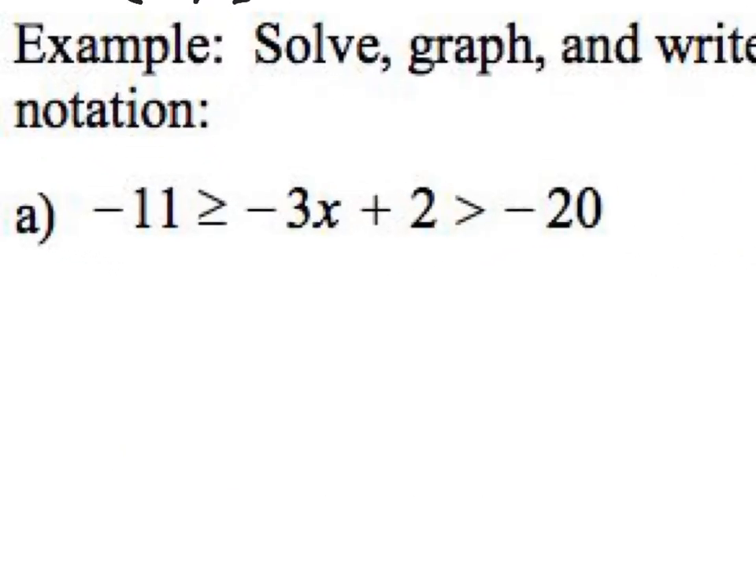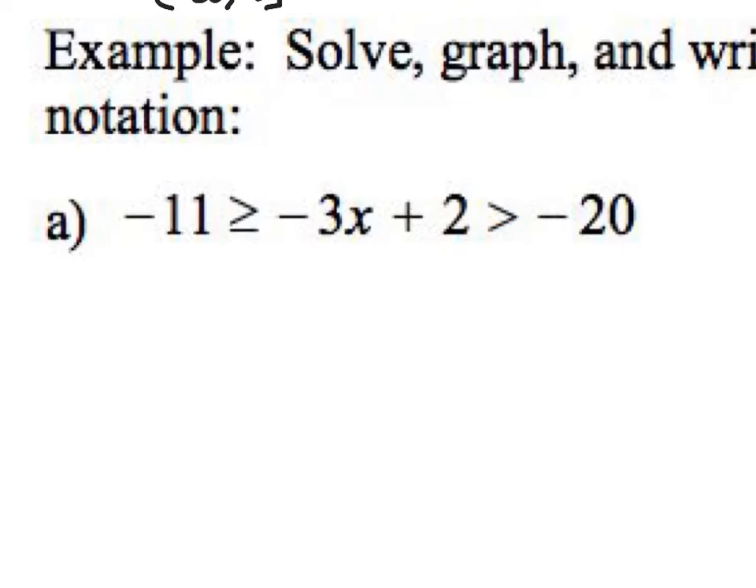Let's take a look at part A. Now, what I've noticed here on this one is that negative 11 is larger than or equal to negative 3x plus 2, which is larger than negative 20. So what I want to do is isolate x in the middle of these two inequality symbols, okay? So these two.